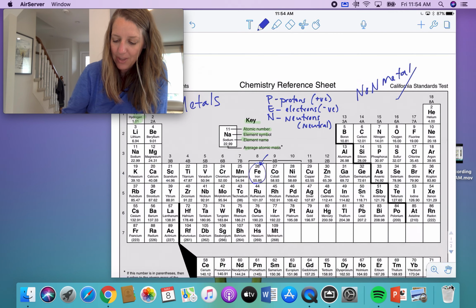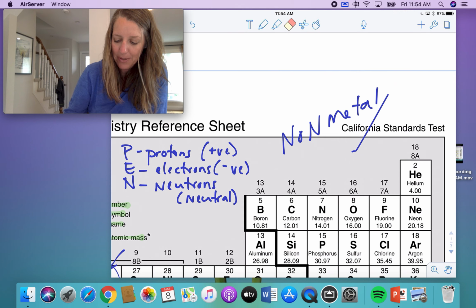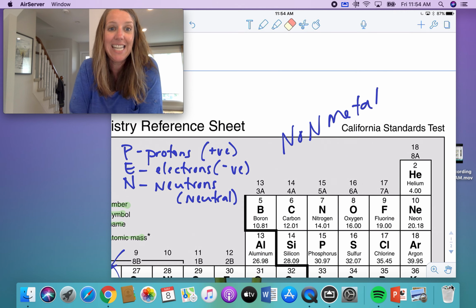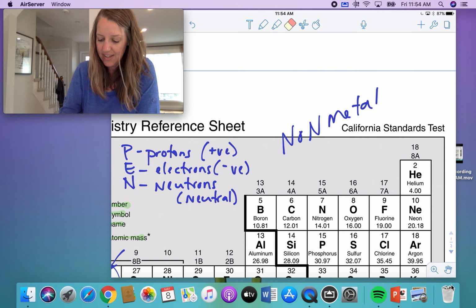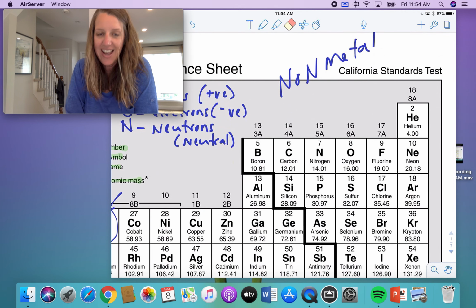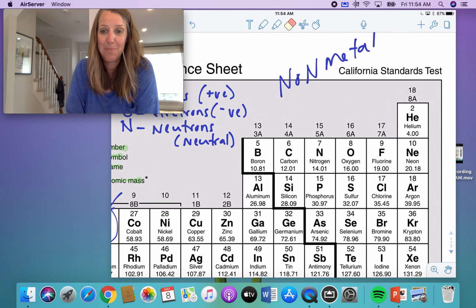And you remember, with the non-metals on the periodic table, these are the ones that like to gain electrons to fill up their outer shell. We'll talk about that in the next module. And over here we have our noble gases and we have our halogens, and those are the other family or group names that you want to be familiar with.